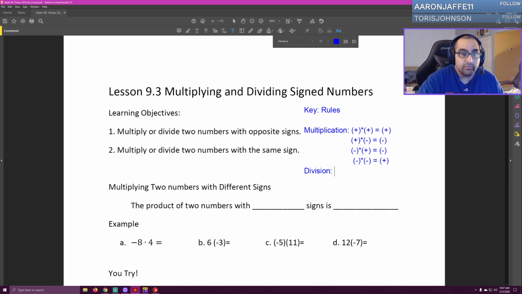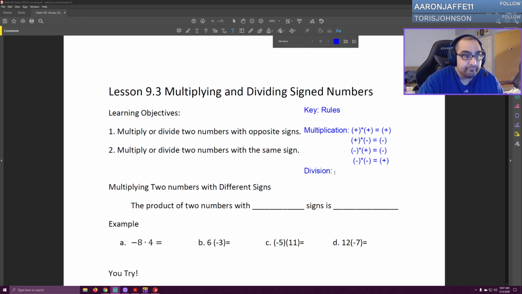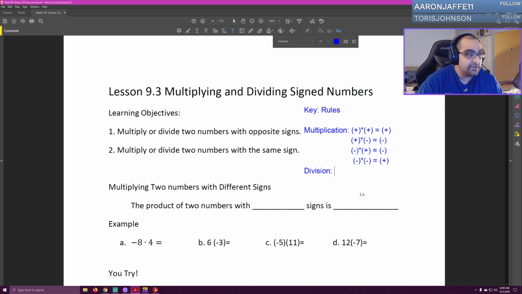So the rules for division are fairly simple as well. So let's go over those. Again, they're pretty much the same as multiplication, but having them in your notes as a handy reference never hurts. So here we have a positive number divided by a positive number, and I should probably separate that up one more time. There we go.